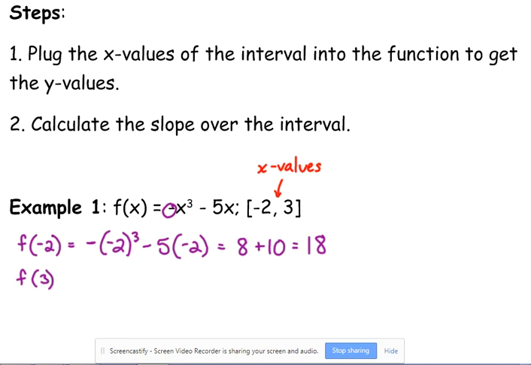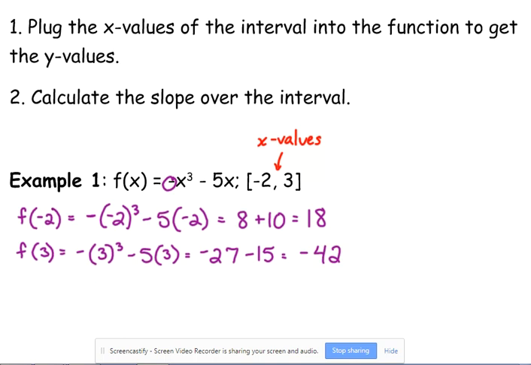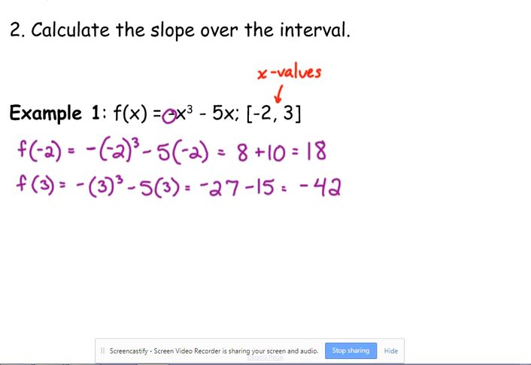And f of 3 equals -3 cubed minus 5 times 3. So that one's -27, because 3 cubed is +27, but then you apply the negative. Minus 15. So that's -42. So we have the y values, we have the x values, so now we just need to calculate the slope over the interval. So you can do it in whatever order you want.